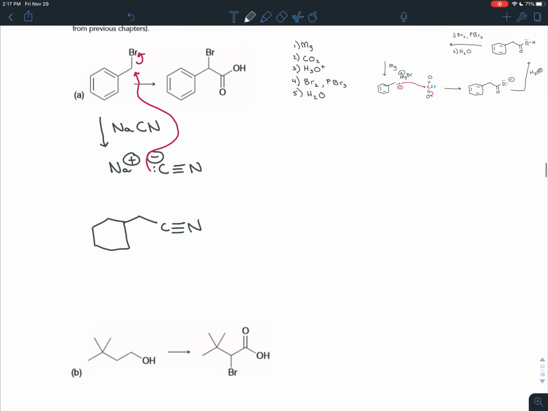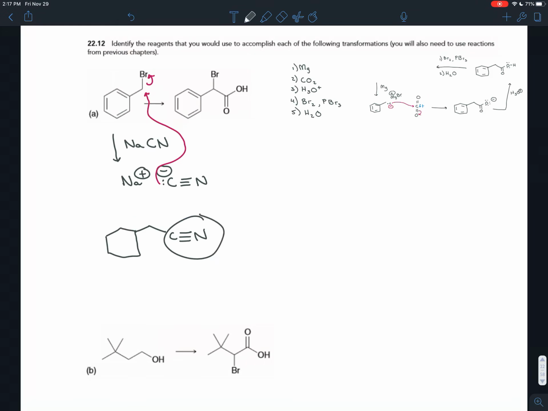is an extra carbon and a functional group. And remember, this is a carboxylic acid derivative. All you have to do is treat that with some hydronium ion, some acid, and it hydrolyzes and gives you a carboxylic acid. So that is even fewer steps than the Grignard reagent.